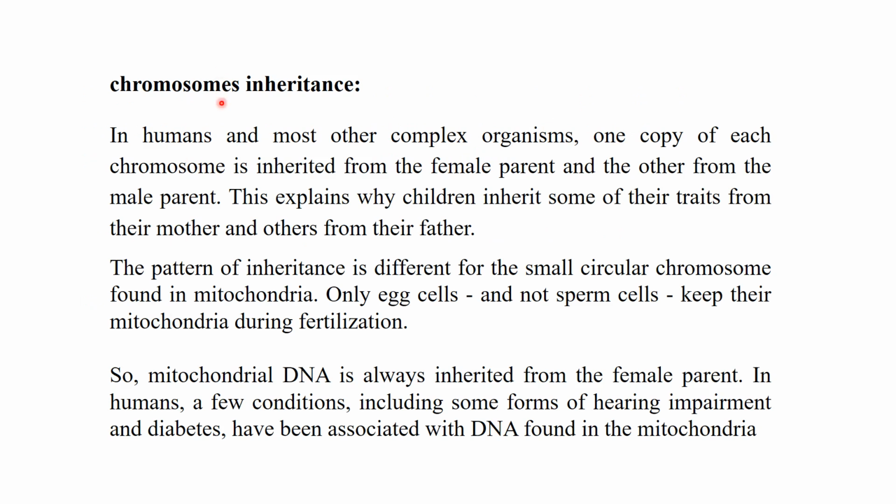Chromosome inheritance: how the chromosomes control the inheritance of characters. In humans and most other complex organisms, one copy of each chromosome is inherited from the female parent and the other from the male parent. One copy male से आती है, one female से आती है. This explains why children inherit some of their traits from their mother and others from the father. Some characters are similar to the father and some are like the mother. That's why half the number of chromosomes are contributed by the father and half from the mother.